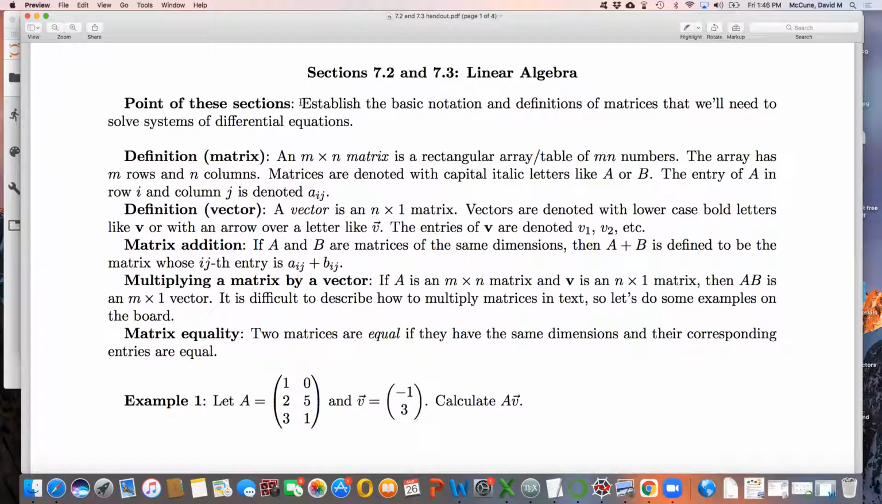Anyway, the point of today is to just establish the basic notation and definitions of matrices that we'll need when we go back to calculus on Monday. So there's not going to be hardly any calculus today. No differential equations today, really.